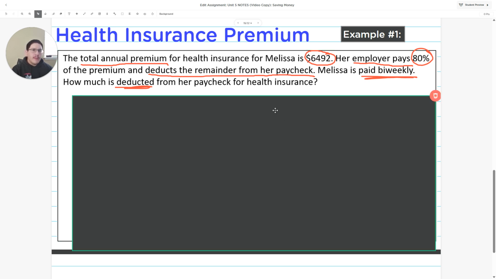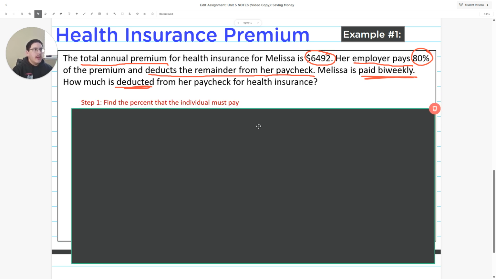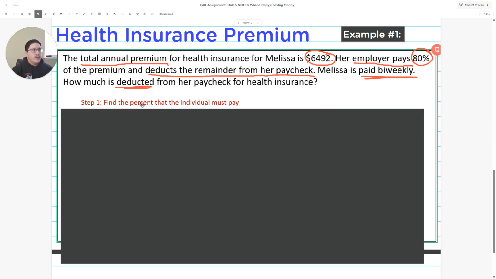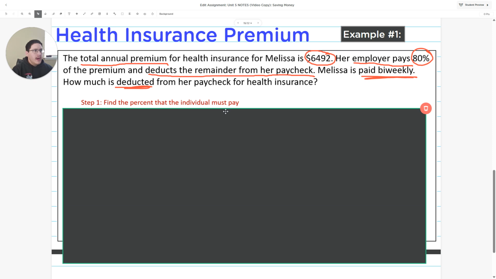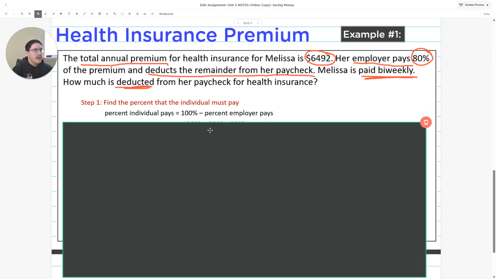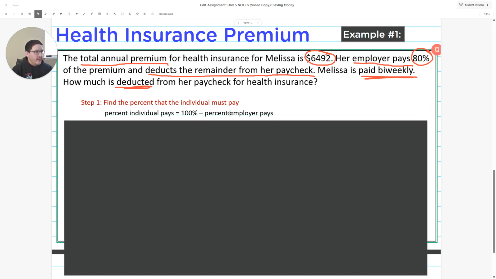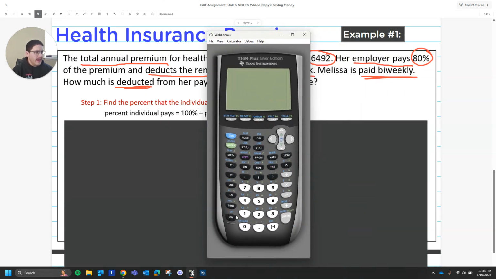So what's the first step from all this information we just gathered? Step one, first, let's figure out the percent the individual must pay. And that's easy enough. 100% means the whole entire thing. However, we know that her employer will pay 80% of it. So we're going to take 100% and subtract what her employer pays. I can show you on the calculator, but it's very simple. It's simply taking 100%, subtracting 80, and we have that Melissa will pay 20% from her paycheck.